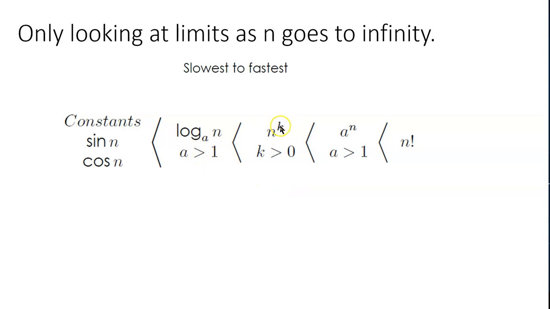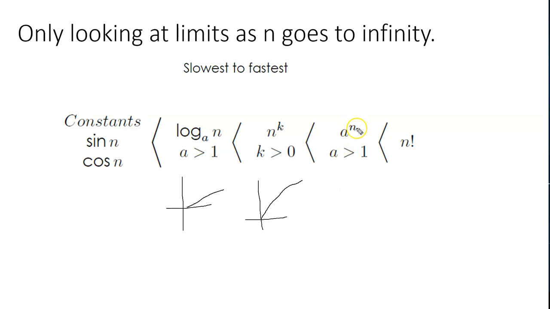Even if this k were 1/2 and we had the square root graph, it's concave down, so it goes to infinity, but more slowly than, say, x squared. And the log function goes to infinity even slower than the n to the 1/2 graph.